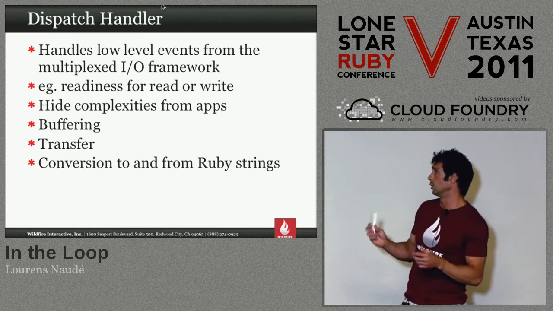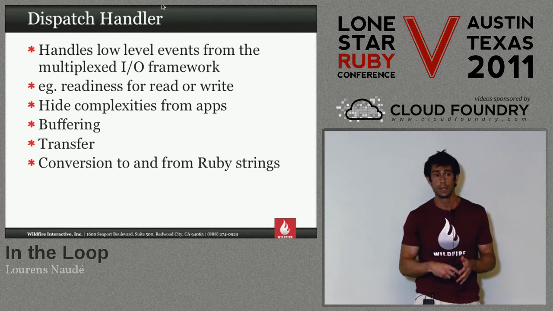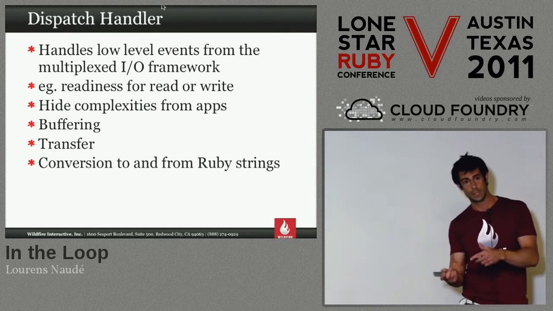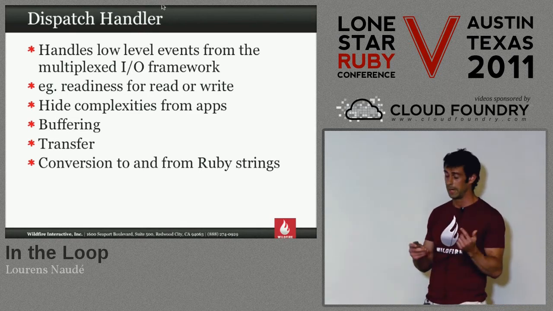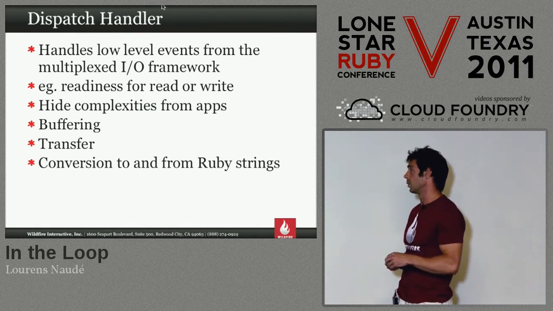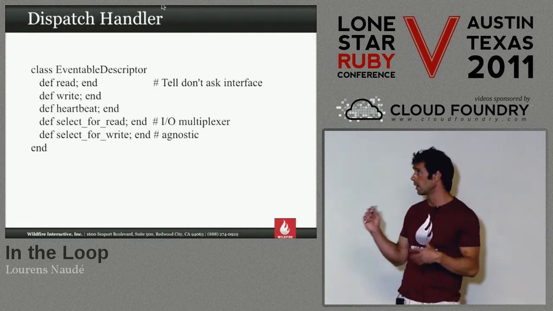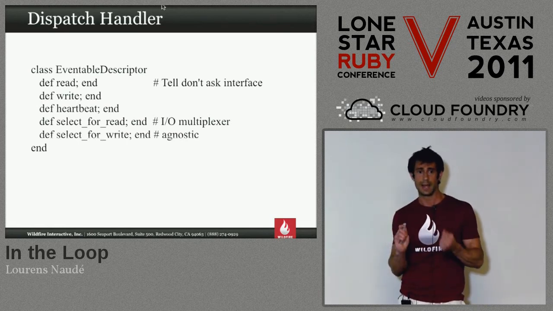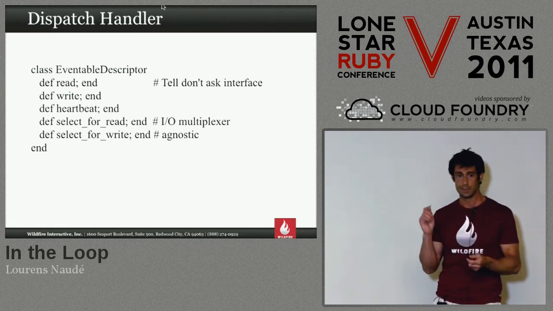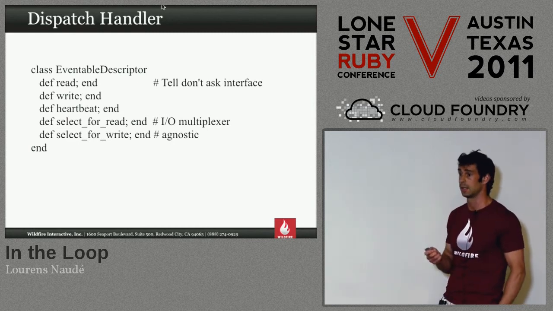Other responsibilities include buffering and transferring data. Because we're using EventMachine, for example, in Ruby, the data coming off the wire would be converted to Ruby strings on receive, and also converted back from strings to a stream of data when we're sending data back out. A code example of what this would look like: it's a very command-driven, tell-don't-ask interface, because when the multiplexer tells us to do work, we need to do that work as fast as possible. You can't ask any questions.